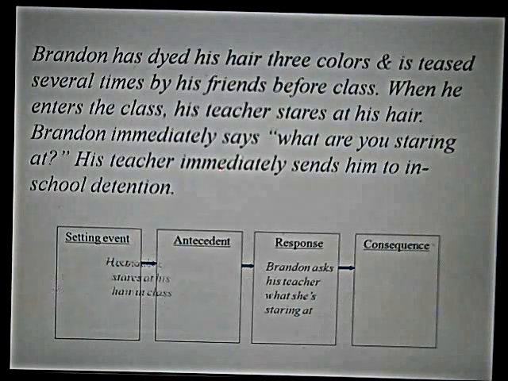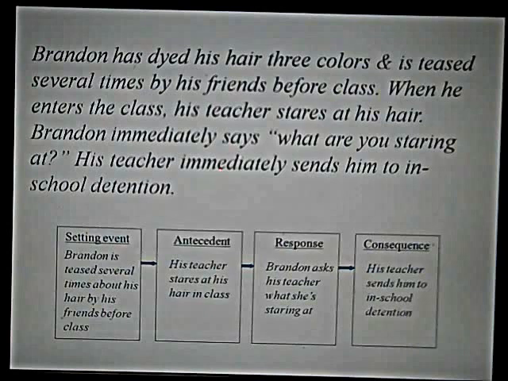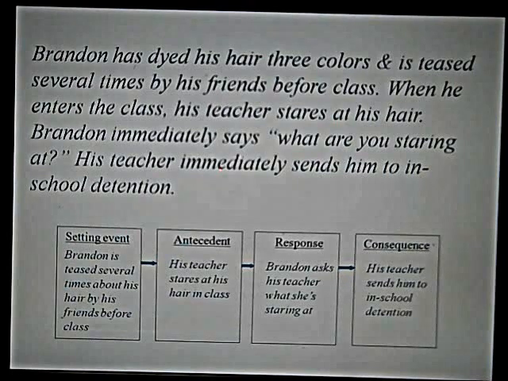Again, we plug in the boxes as we break this scenario down. We see the setting event is that Brandon is teased several times about his hair by his friends before class. Now the antecedent. What sets Brandon off? His teacher stares at his hair in class. Now the behavior, which is Brandon's response. Brandon asks his teacher what she's staring at. The consequence of this: his teacher sends him to in-school detention.